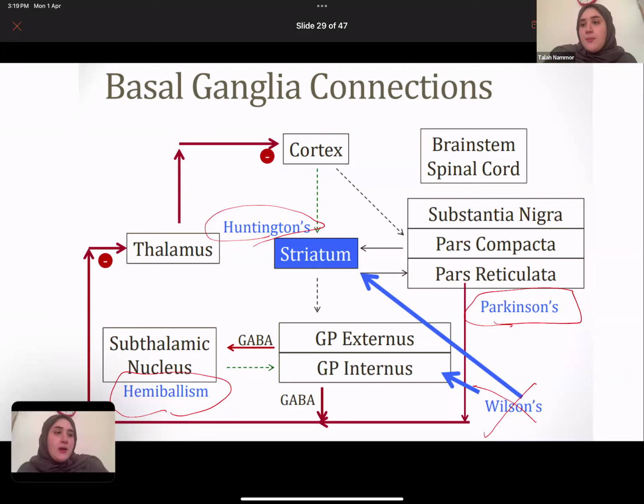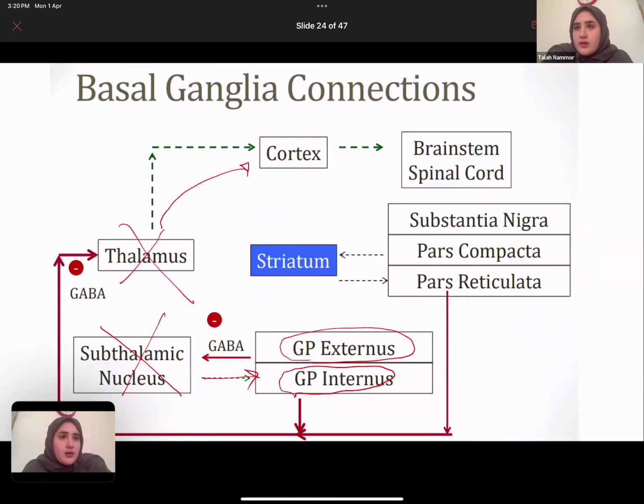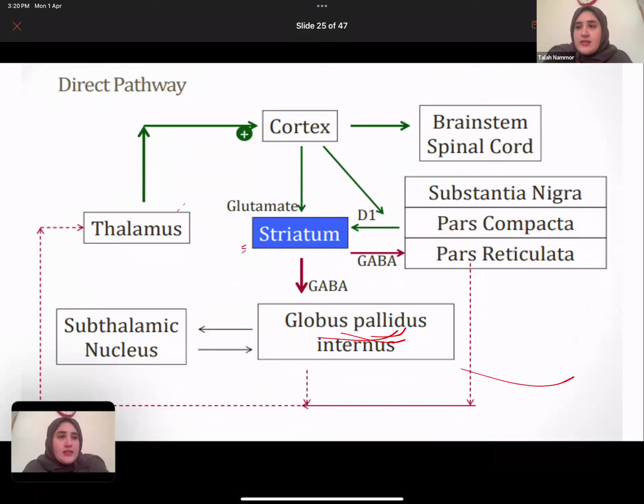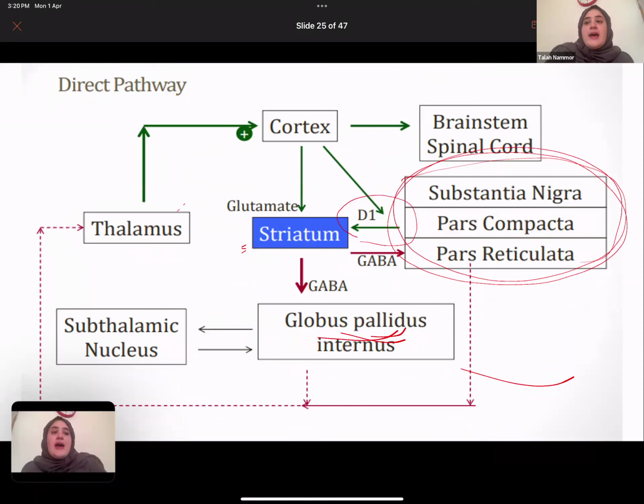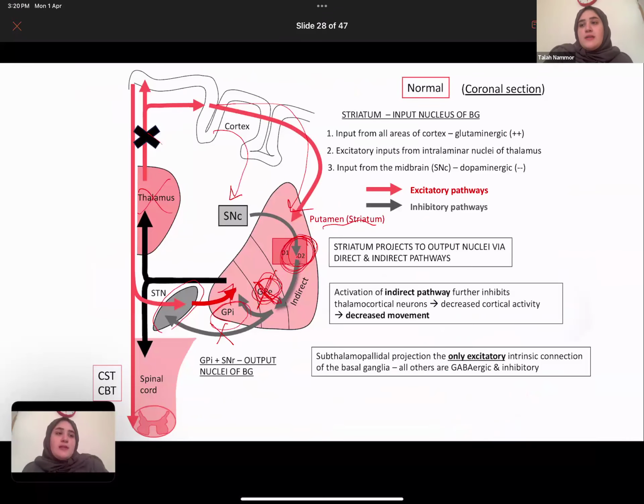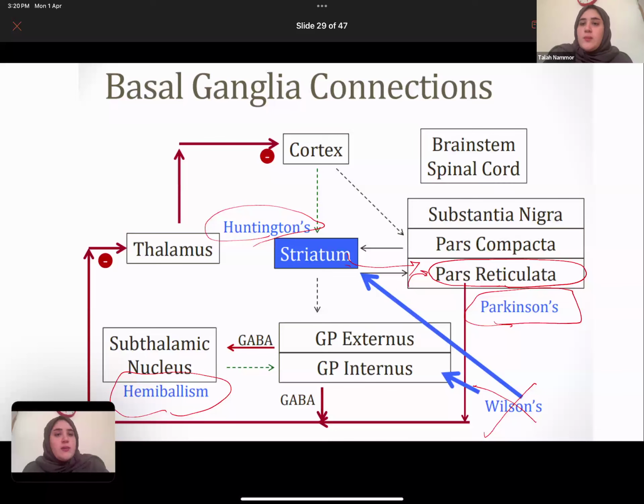So as you can see, pars reticulata is the one that's affected. Why? Because since the pars reticulata is the one affected, if the striatum comes and activates it, it's not going to work on D1. Okay, let's come back here. So you see how the SN is no longer going to act on D1. And what happens is the pars reticulata will be stronger inhibiting the thalamus.